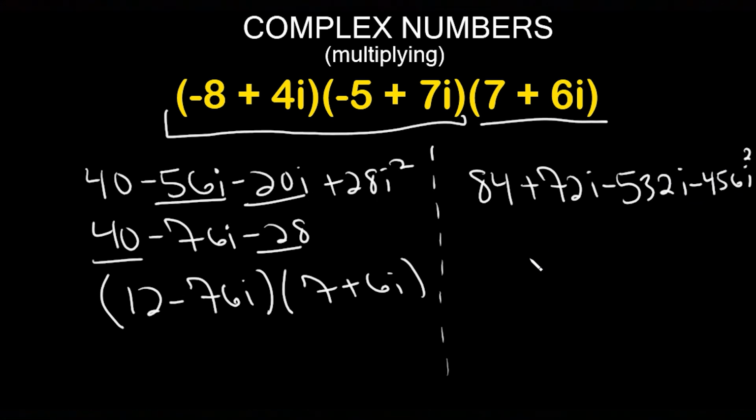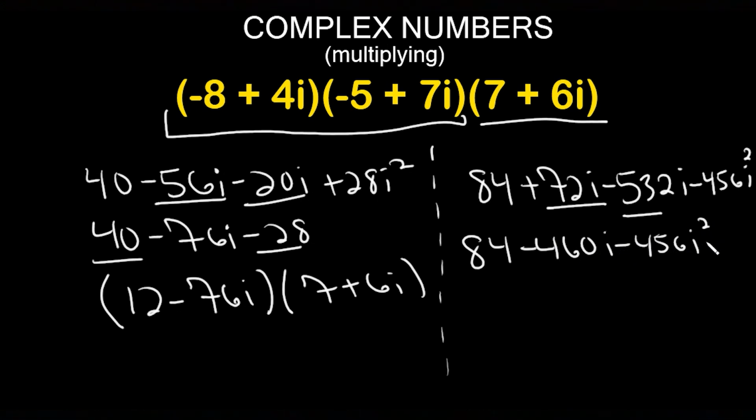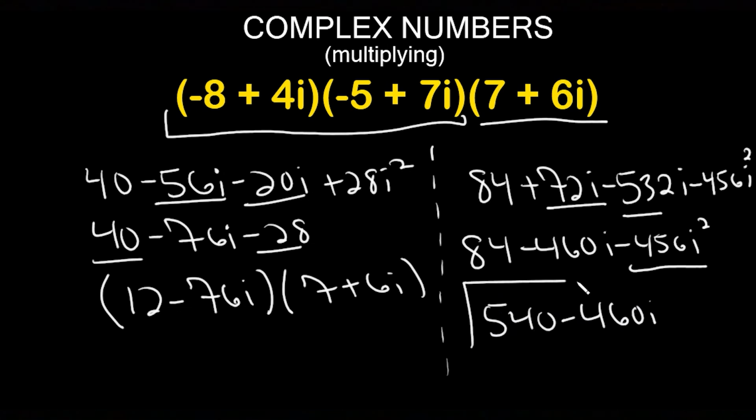Okay? So cleaning it up, I have like terms here and here. When I plug that into my calculator, I get negative 460. So I get 84 minus 460i, and then minus 456 i squared. So again, we know that i squared is negative 1. So this whole term right here is going to become positive 456. So now all I have to do in my calculator is 456 plus 84, and I get 540. So my final answer is going to be 540, and then minus 460i. Okay, and that is going to be complete.